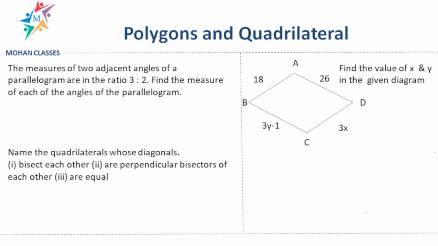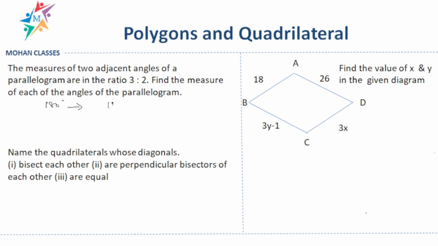Here, the measures of two adjacent angles of a parallelogram are in the ratio 3:2. Find the measure of each angle. Here, what is the sum of two adjacent angles of a parallelogram? It is equal to 180 degrees, right? So we should split 180 degrees in the ratio 3:2.